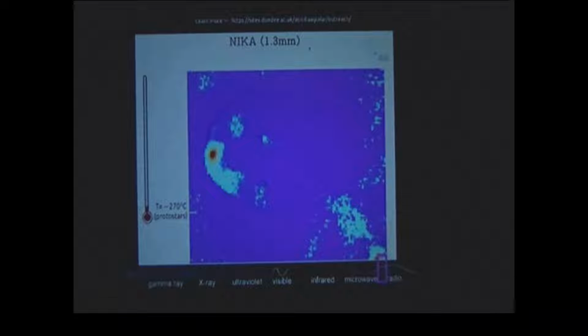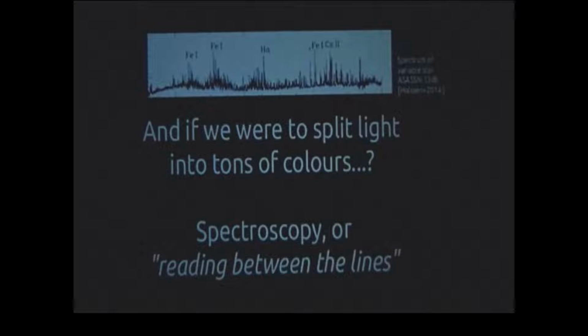And now we can think, what if instead of just using these kinds of filters, which are kind of broad, we were splitting the light as finely as we could? Like if we had really a ton of colors. This is what we do with spectroscopy, and this is what I also call reading between the lines.